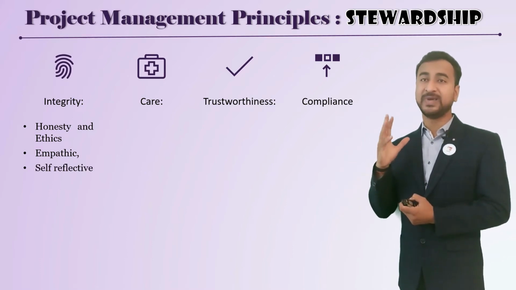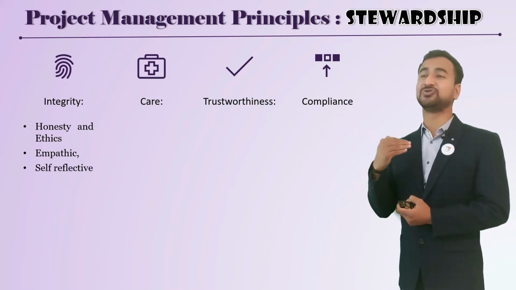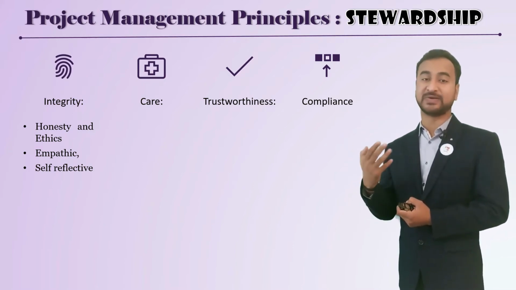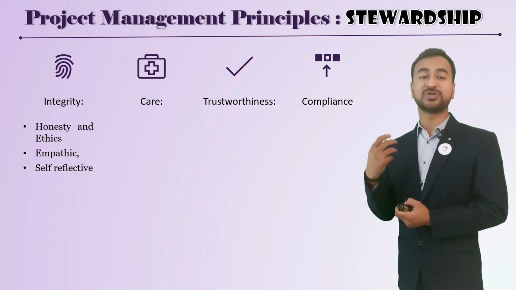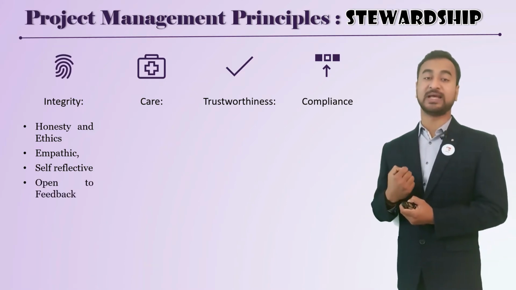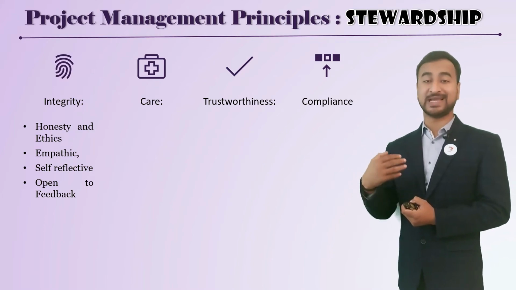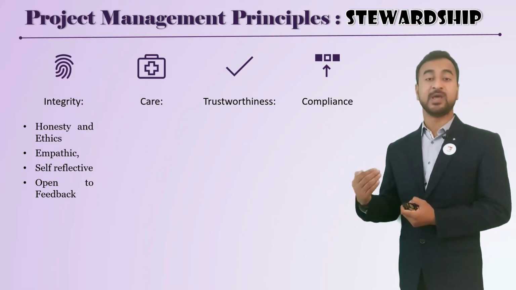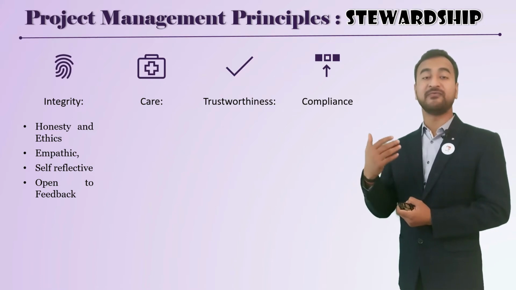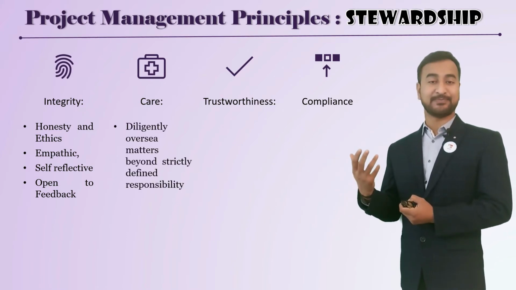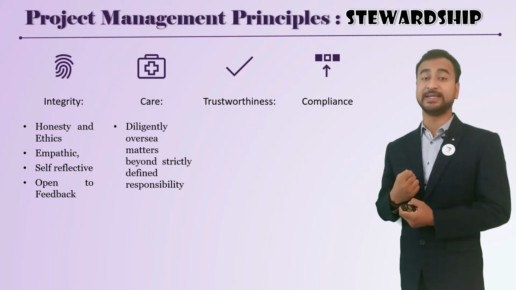Self-reflectiveness, so you should have that holistic idea. You should contemplate whether what you are doing is right or wrong. That is emotional intelligence you have to utilize. You have to have awareness of your own emotions and the emotions of your team. You have to accept open feedback from the team. You should not have an egoistic mindset. That is what we mean by integrity.